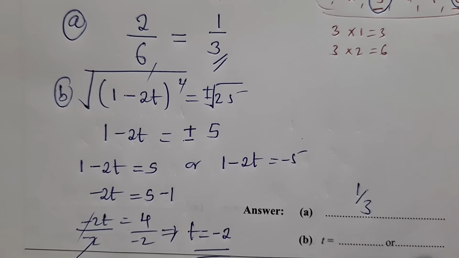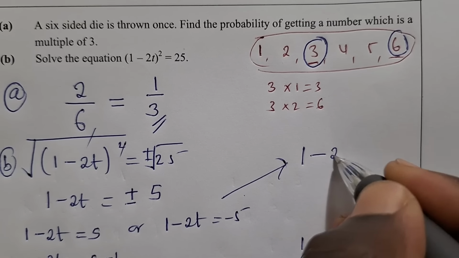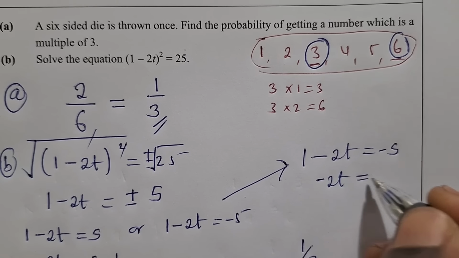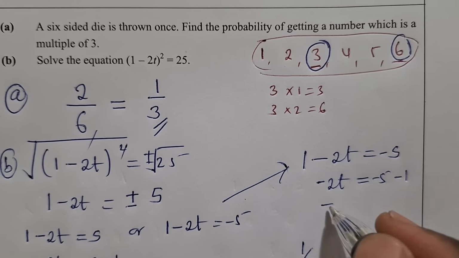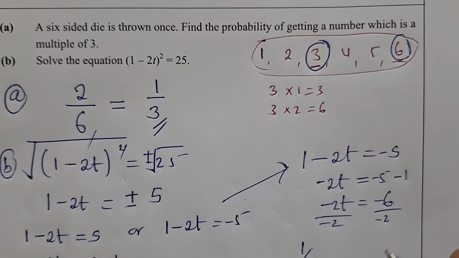Okay. We now come to this other one. Solving this equation, 1 minus 2t is equal to negative 5. Negative 2t is equal to negative 5 minus 1. Negative 2t is equal to negative 6. Divide by negative 2 by negative 2.